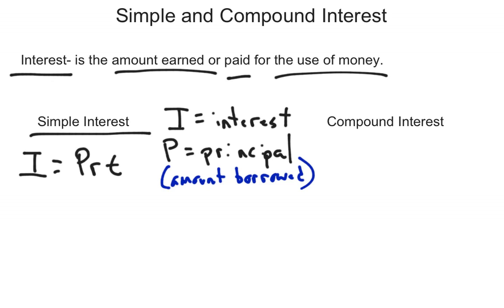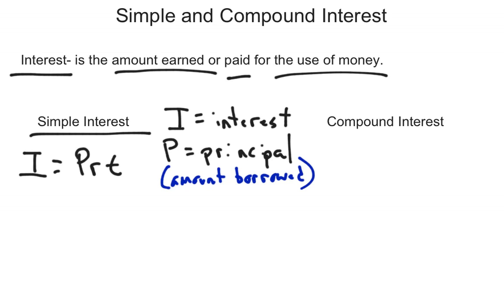It could also be something like people that use credit cards. If I go to the store and I want to buy a PlayStation or something like that, and I swipe my credit card, I'm not actually paying for that out of my money. I'm using the credit card company's money. So whatever that costs, that's the amount I'm borrowing from them that I have to pay them back. So P is going to be the principal.